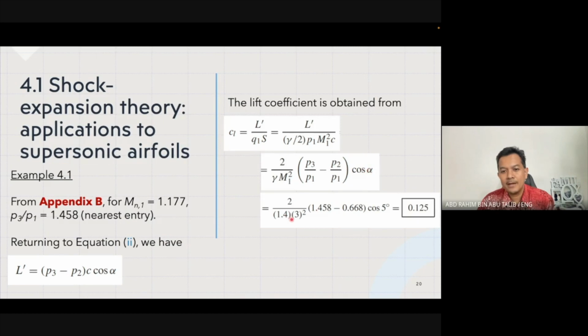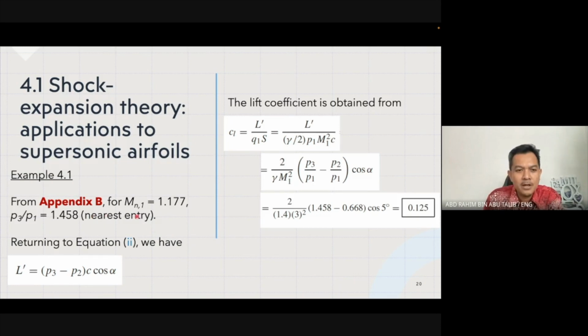For air, gamma is 1.4. The Mach number given is 3. Then you will get the corresponding coefficient of lift to become 0.125. So that is the value that we want to find in this particular example 4.1 for the case of the flat plate.